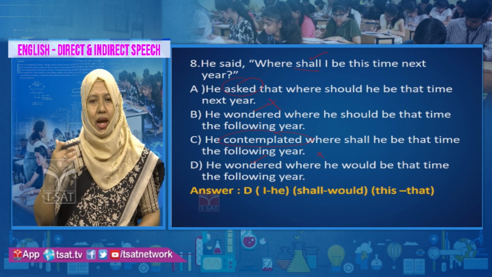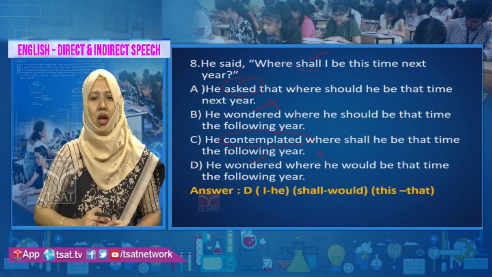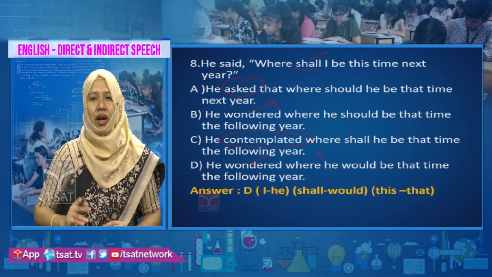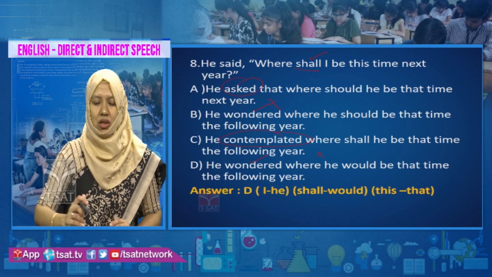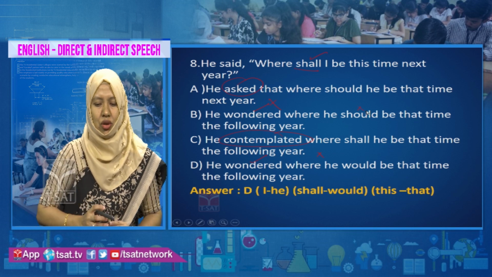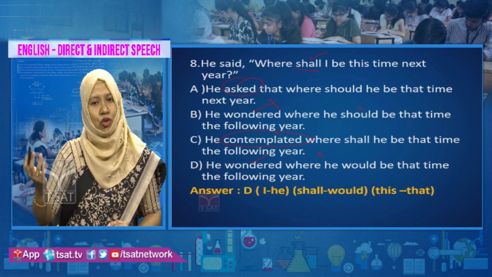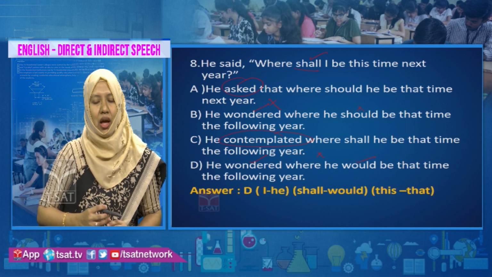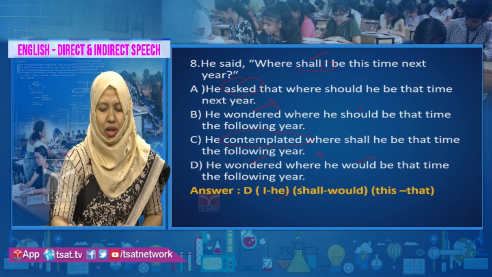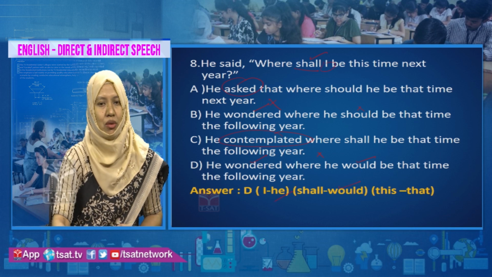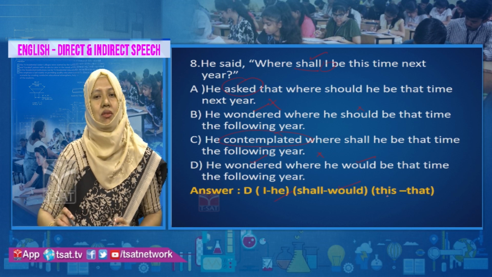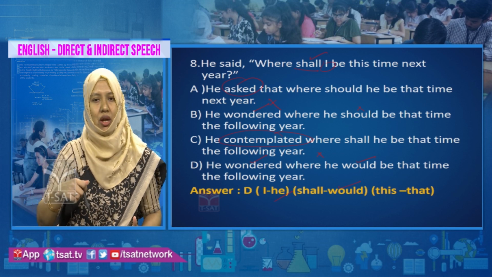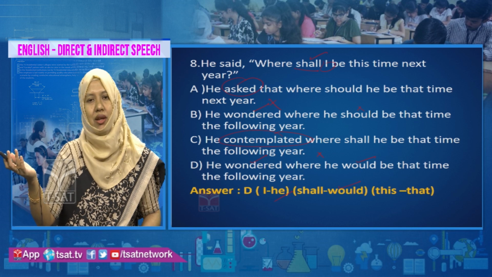Let us look at options B and D and see which is the suitable one out of these two. He wondered where he should be that time the following year. Shall is not changed to should. Because it is future, you will change shall into would, where he would. I is changed to he. The modal verb shall is changed to would. This will change to that time. We are talking about this time, but when you are reporting in indirect speech, this will change to that.